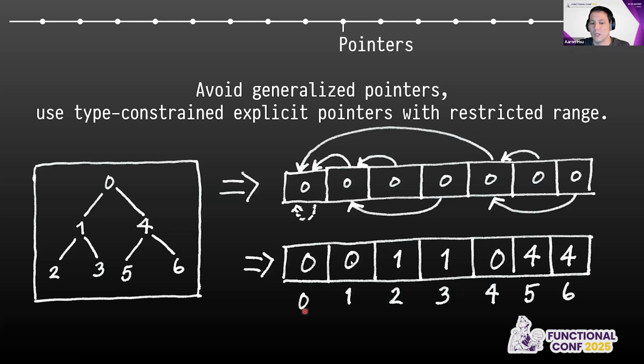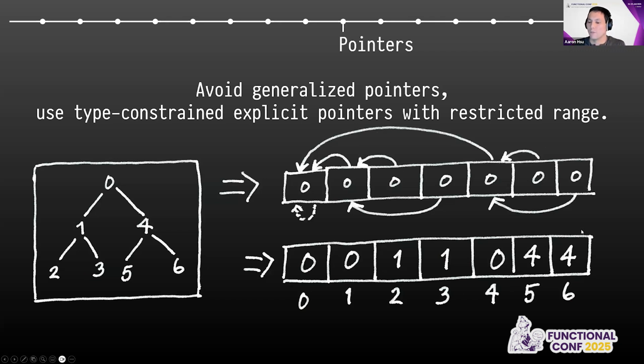And now each of these pointers can point to something. So 0, we have 0 pointing to itself, just as a convention. And then 1 and 4 both point to 0. And then 2 and 3 point to 1. And 5 and 6 point to 4.